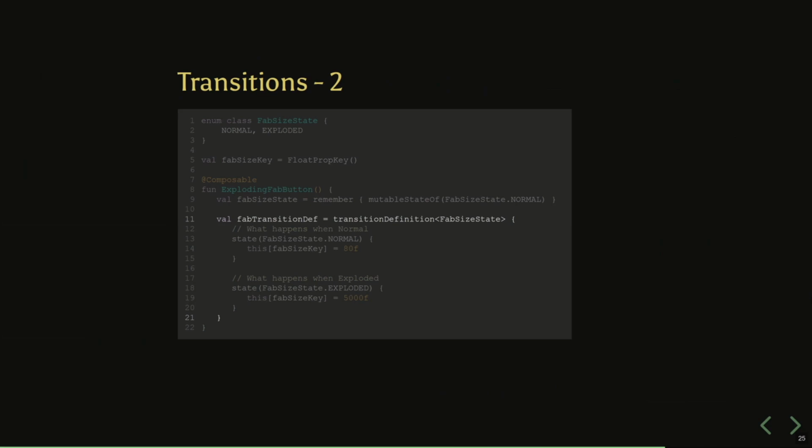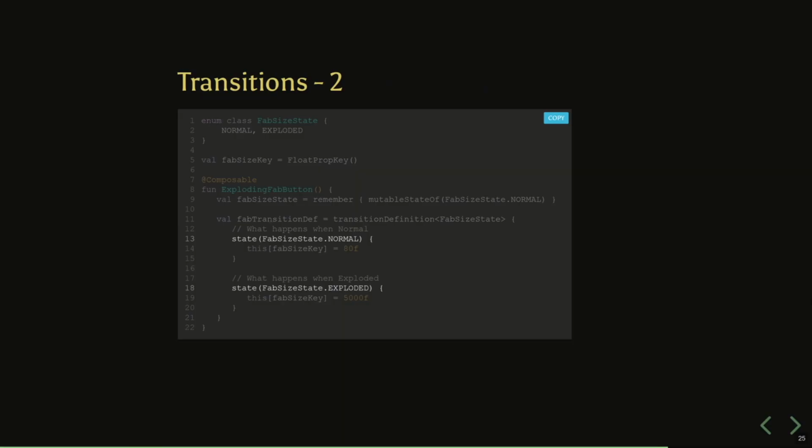So I have created a variable for the transition definition, and I have passed the fab size state. So this is the same. This will tell what this definition is all about. So in a definition, you need two things. Number one, states, and number two, transitions. So let's start from states. So these are the states.